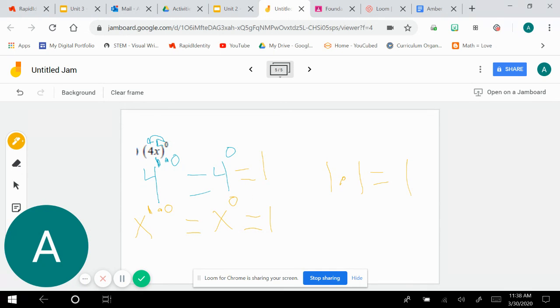So those are all of your rules. Please make sure you look over this as many times as you want. Go back to previous problems in this PowerPoint and make sure you use this as reference when you do your assignments.